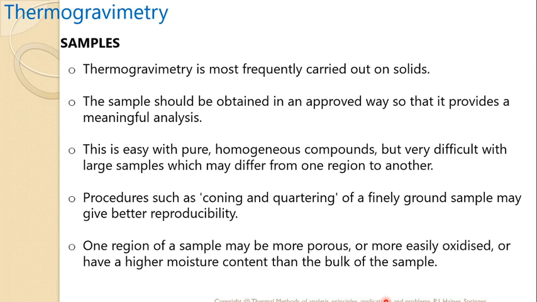So in coning and quartering, what do we do? We take a sample, make a cake of the sample, just like a cake, and divide it into quarters. Then two opposite quarters we have to discard.